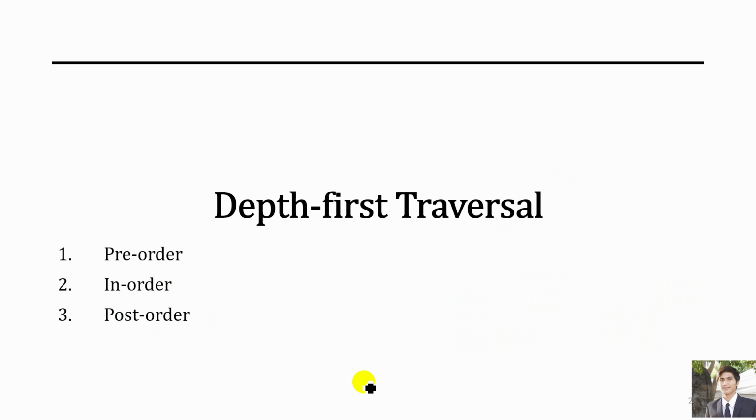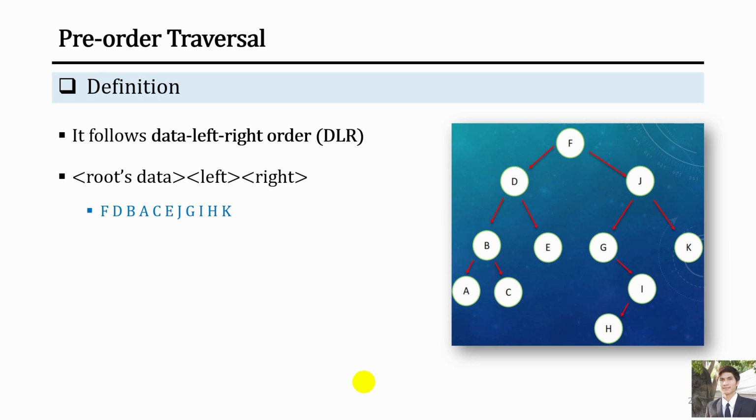So in depth-first traversal, we have three different ways. We call them pre-order, in-order, and post-order. Here we are focusing on our data, whether we display our data first, later, or in order. Normally it follows this format, which we call DLR: data, left, right.